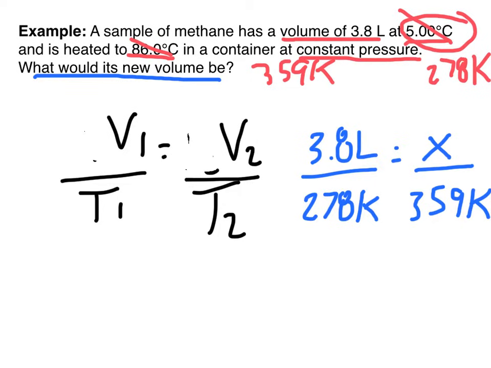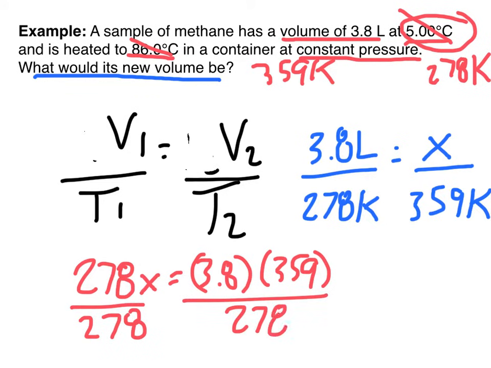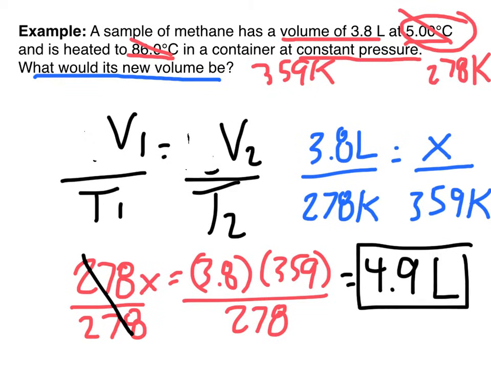You can rearrange things, you can do whatever you want, but I'll just write this out. So we have 278x equals 3.8 times 359. Yes, you should always keep your units, but I'm just doing this in case you weren't sure how to algebraically solve for that. So my 278s disappear. When I plug that in my calculator, what do I get? I get 4.9, and I need a unit, liters. That's my volume unit. So 4.9 liters.